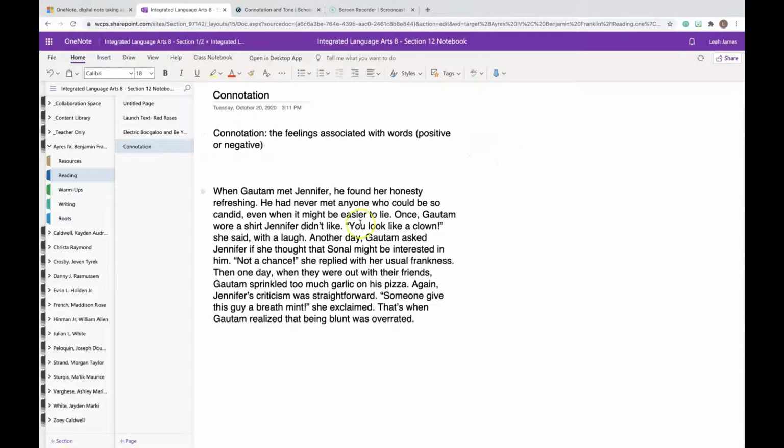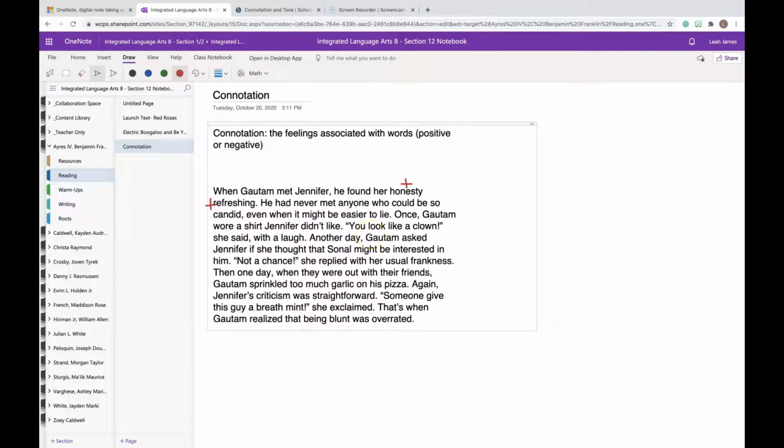Okay, and as I read, when those words stand out to me, what I'm going to actually do is put either a plus sign or a negative sign above them. So when Gautam met Jennifer, he found her honesty refreshing. So honesty to me has a very positive connotation. I'm going to put a plus sign above honesty. And same with refreshing. Refreshing to me is very positive. If something's refreshing, it means that it's good. Like a cold glass of water is refreshing. It makes you feel good.